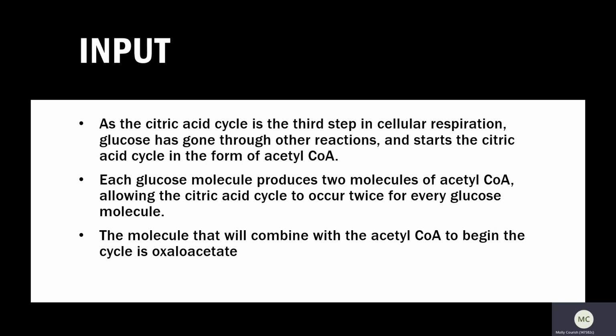As the citric acid cycle is the third step of cellular respiration, glucose has previously undergone other reactions, and it starts the citric acid cycle in the form of acetyl-CoA. Each glucose molecule produces 2 molecules of acetyl-CoA, which allows the citric acid cycle to occur twice. The molecule that will combine with acetyl-CoA to begin the citric acid cycle is known as oxaloacetate.